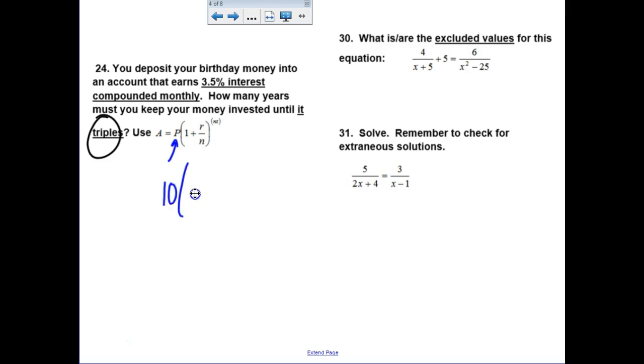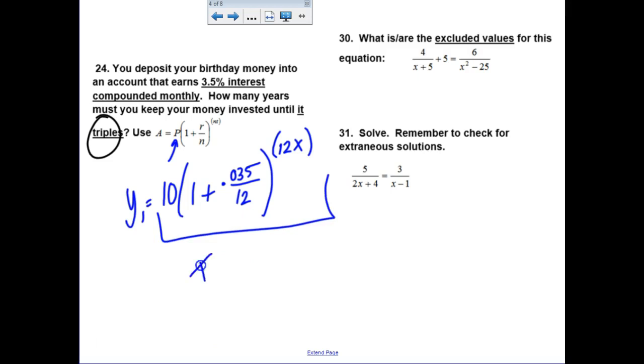Seems good. And then we're investing at 3.5%, so you have to change it to a decimal, so 0.035 compounded n times, so it'd be monthly here, so 12. And then up in the exponent, that 12 shows up again, and you're supposed to multiply it by how many years, which I don't know, so we're going to call it x. What I would have you guys do next is go to y equals, type this into y1, and then go look at your table, and you're going to look for when the money triples. So if we invested $10, I'm going to be looking for $30. And it comes out, I think it's about 31 years.